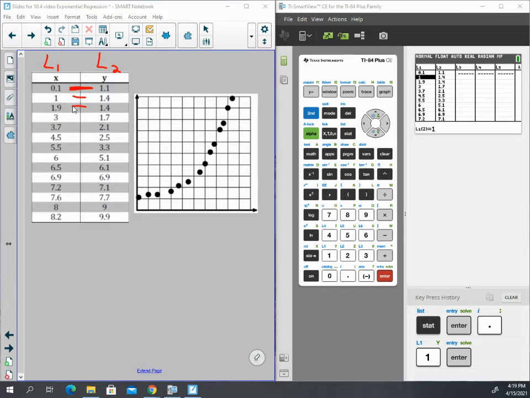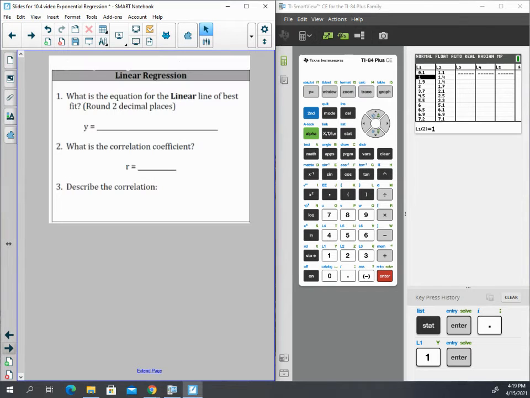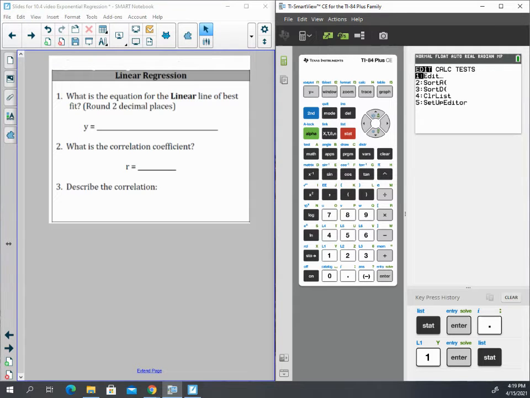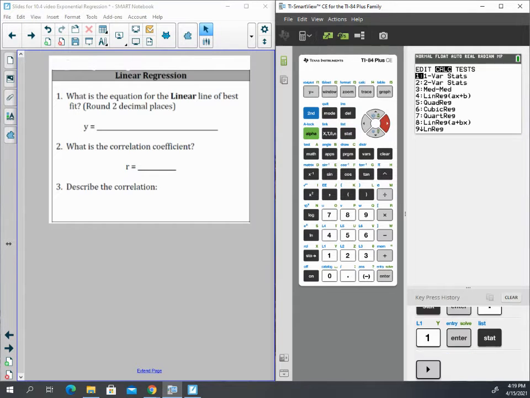We want to look at what we've been doing, linear regression, so we can see the difference here. When we find our linear regression, we come back to statistics. We want to calculate, so we arrow to calculate. We have been choosing option 4 right here. This is option 4, our linear regression. That's the one we've been choosing.